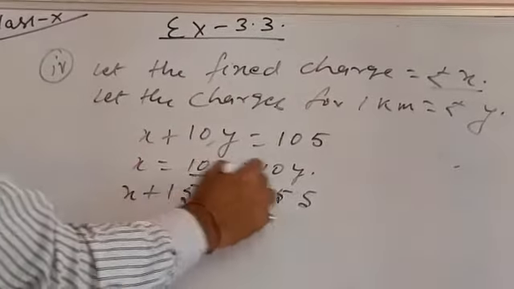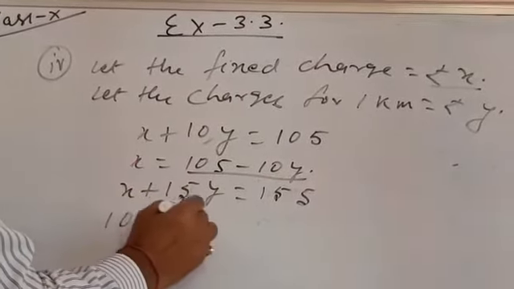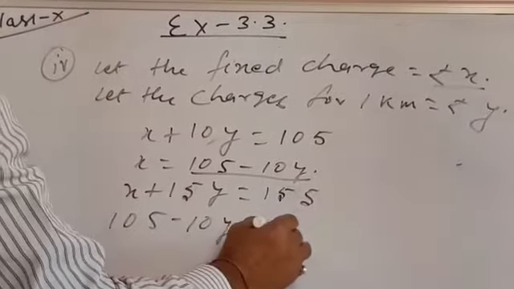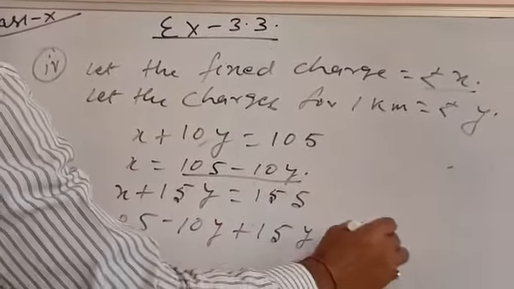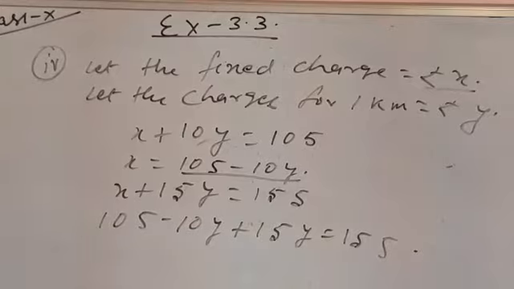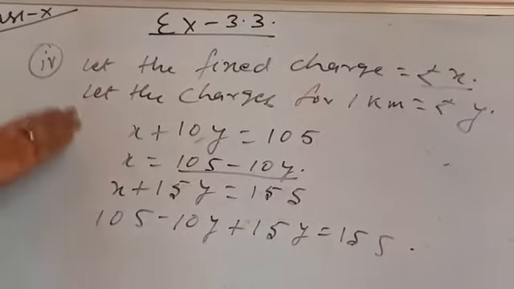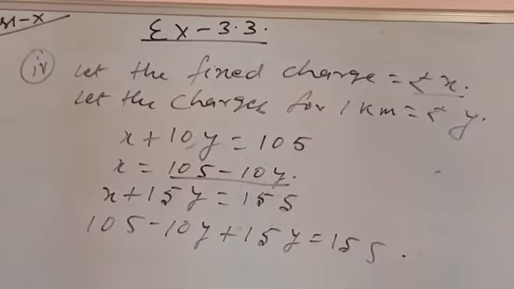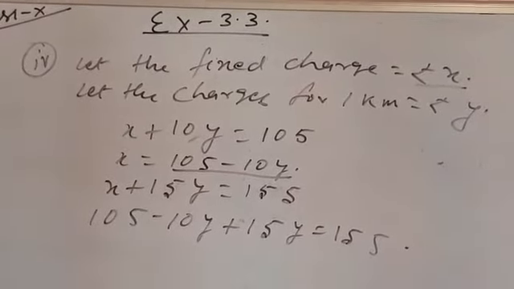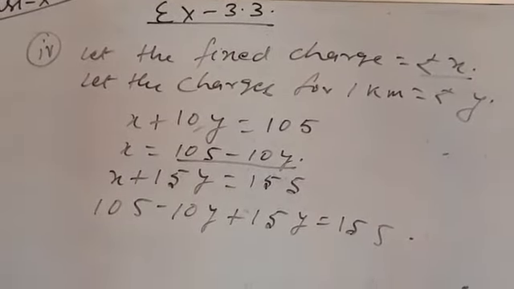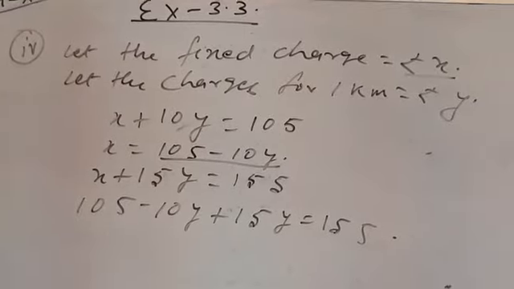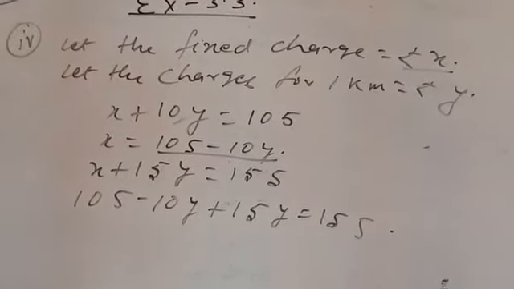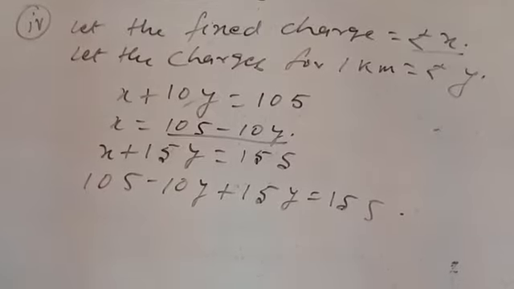For x you have 105 minus 10y, plus 15y is equal to 155. So you will find the value of y from here, and the value of x from here, and you will have the fixed charge and the charge per kilometer. In this question, what is it asking? How much does a person have to pay for traveling a distance of 25 kilometers?